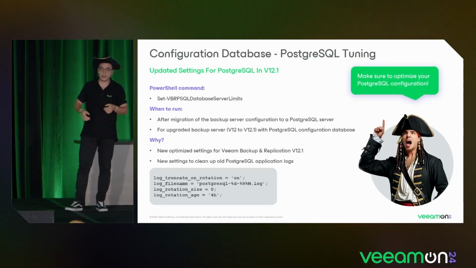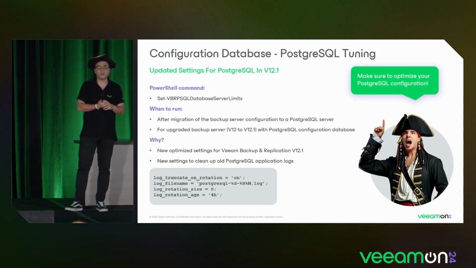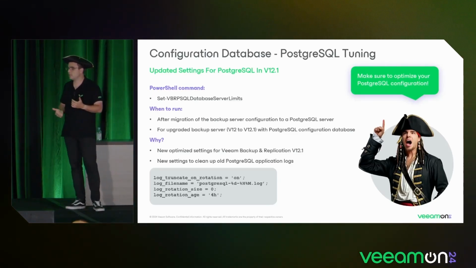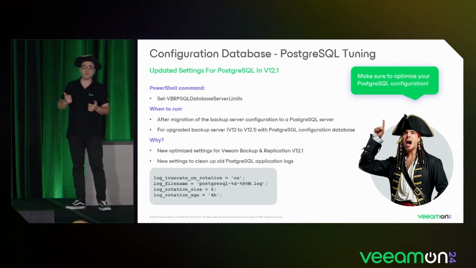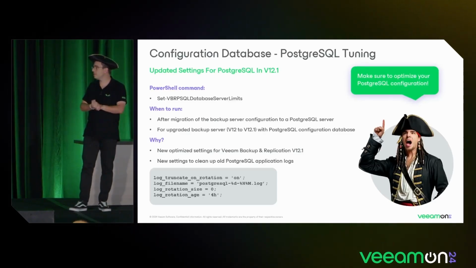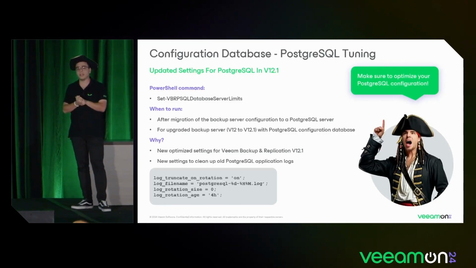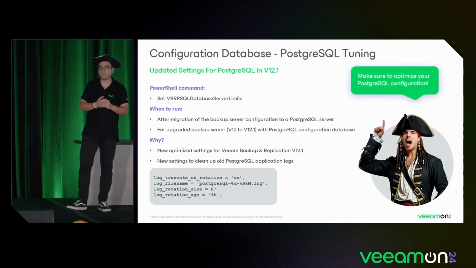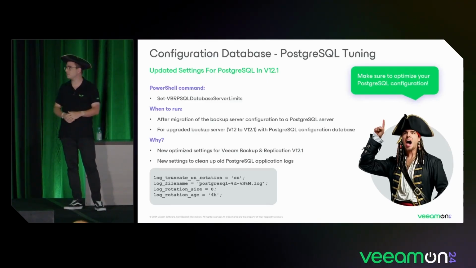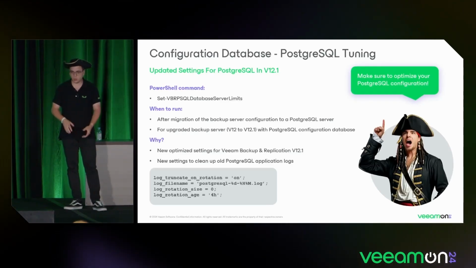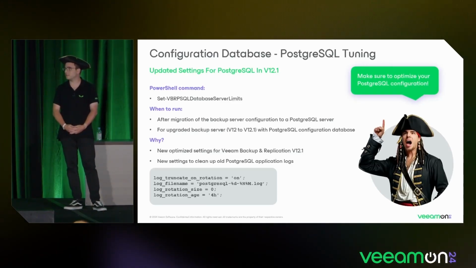So it's important, if you change the hardware configuration of your PostgreSQL server, add more RAM, add more CPU, run the command again. If you update to a newer version of Veeam, run that command again. And since version 12.1, the latest patch, we also have added a new check to the security and compliance analyzer, which will notify you if the command was not run, if there are missing configuration parameters on your PostgreSQL server.